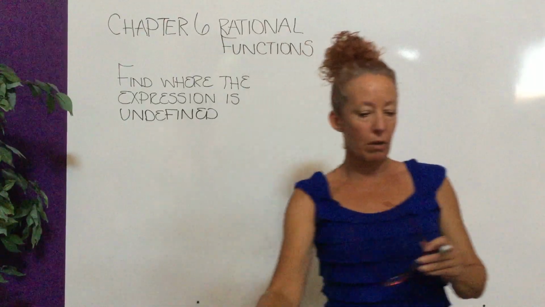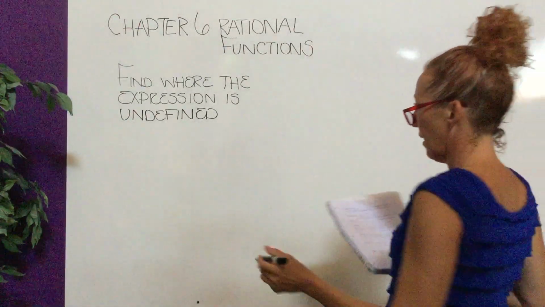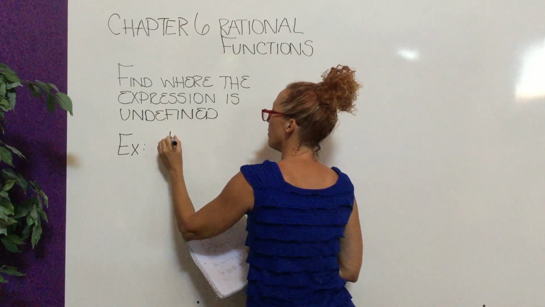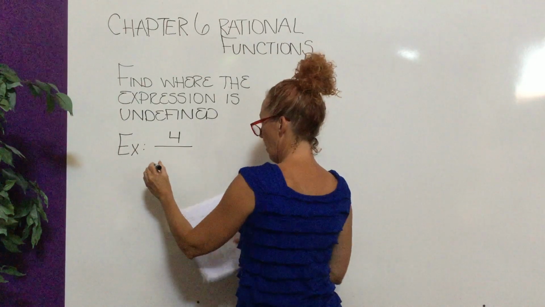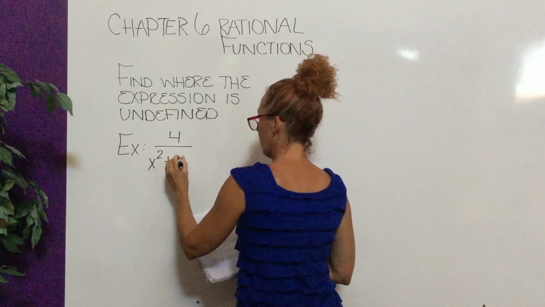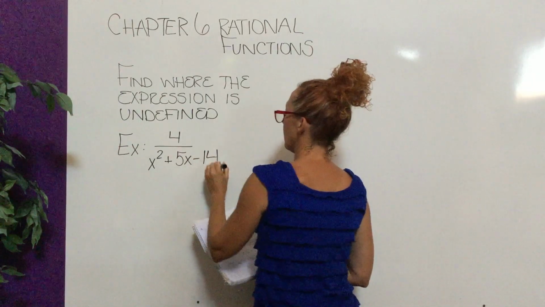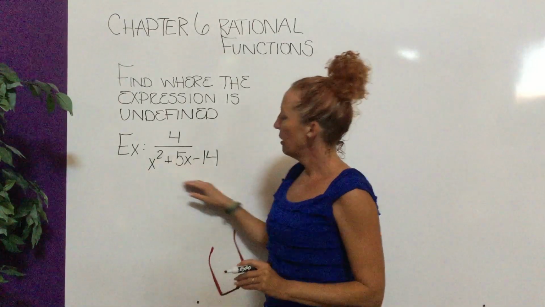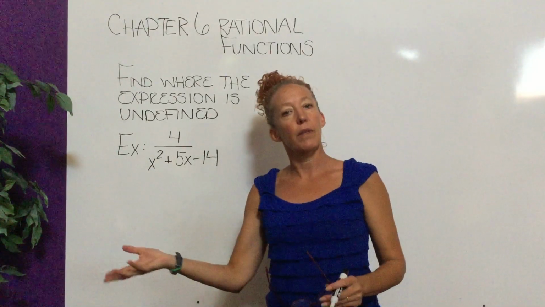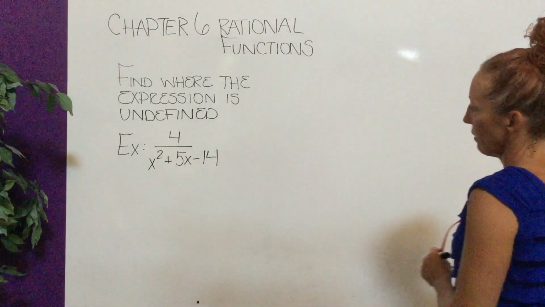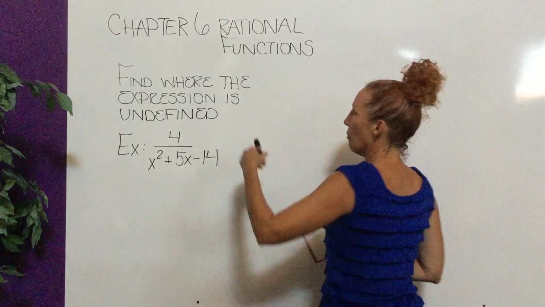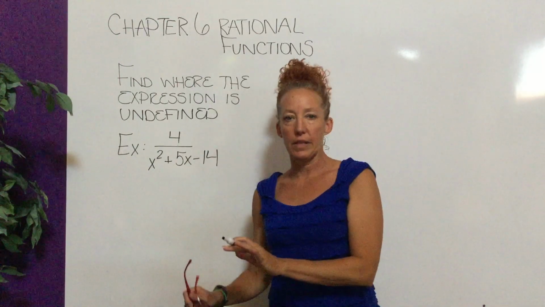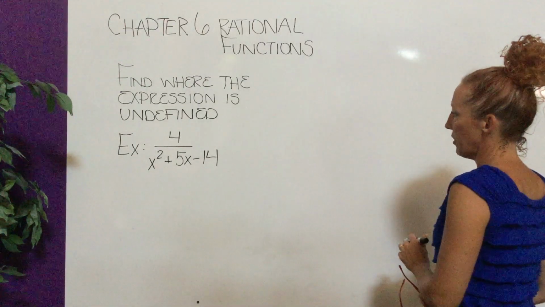All right, let's make this a little bit harder. Let's say find the value at which it's undefined. We'll put 4 in the top, and we'll say x squared plus 5x minus 14. Well, now what do we do? Now it's not just something that is x to the first power that you can easily set equal to 0. So now our steps are going to go back to that section from 5.7. All of chapter 5 is going to be applied here in chapter 6.